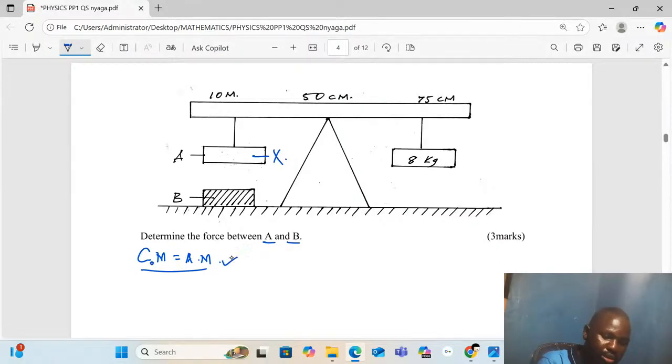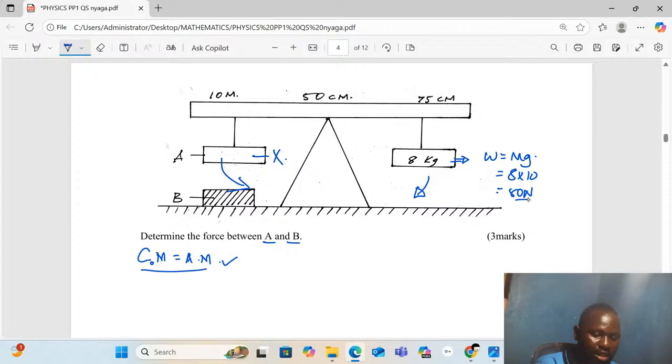But in an exam, you are supposed to write in full words. Therefore, you can say that clockwise moments will be due to the 8 kilograms, and anti-clockwise moments will be due to X newtons. So the first thing, we need to convert these 8 kilograms into weight, which will be mg. Therefore, it becomes 8 kilograms times 10, and this becomes 80 newtons.